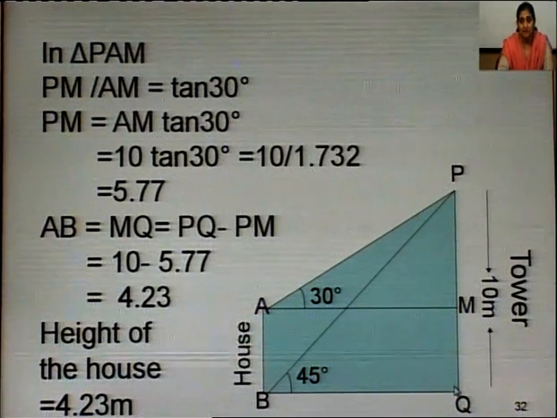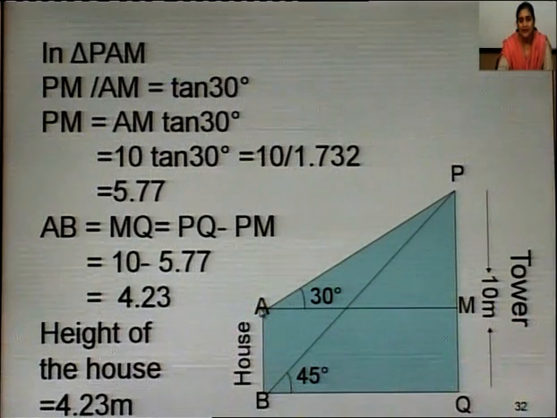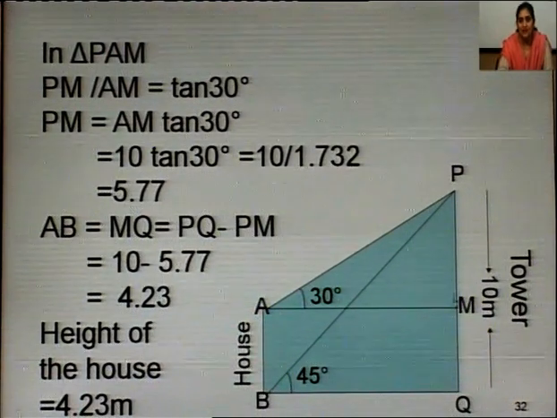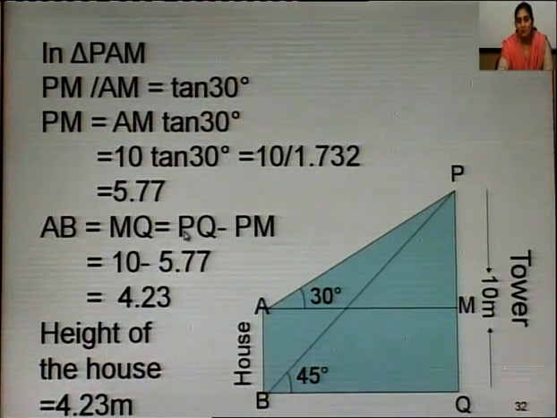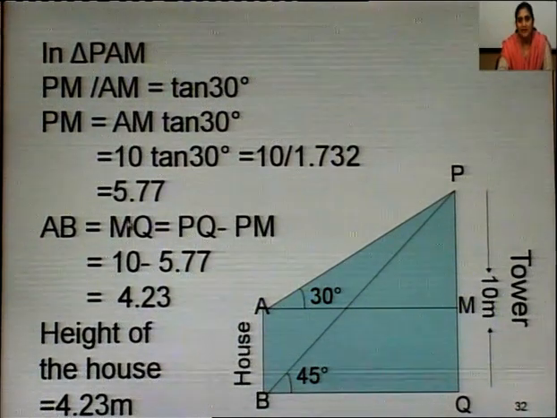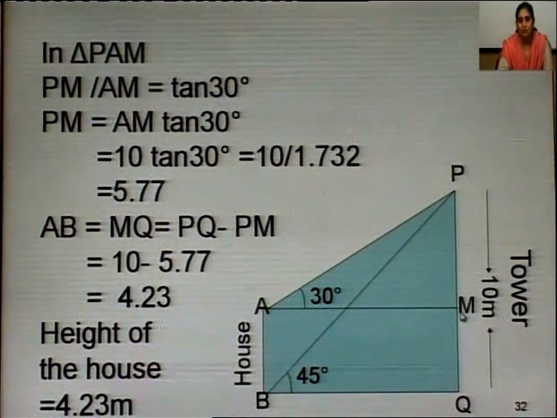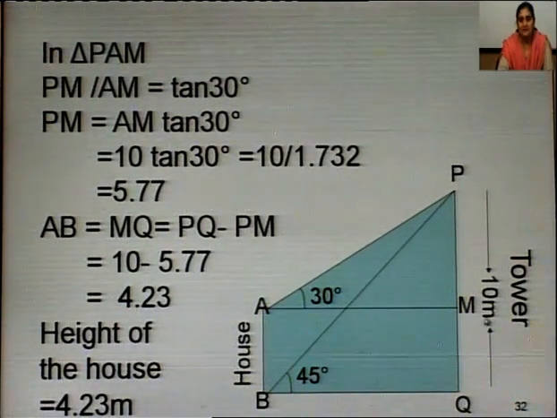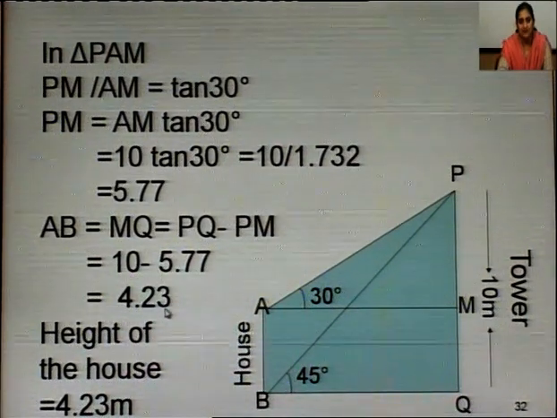So, we know the length of PQ, we know the length of PM, and we have to find the height of the house AB. AB is the same as MQ. So, MQ is equal to PQ minus PM. PQ length is given as 10, and we have found PM is equal to 5.77. So, length MQ is equal to 4.23, and the height of the house is the same as MQ. So, the height of the house is equal to 4.23 meters.